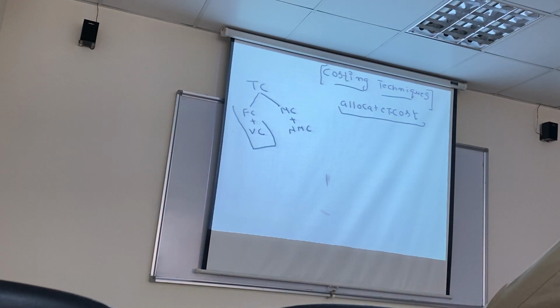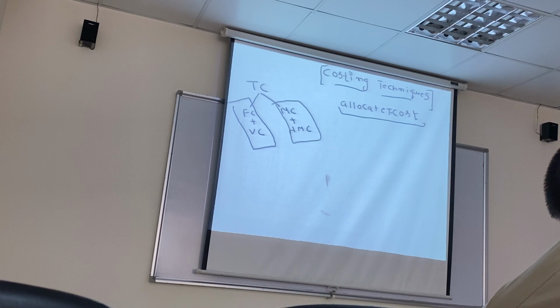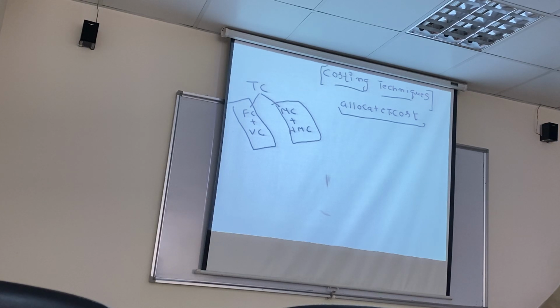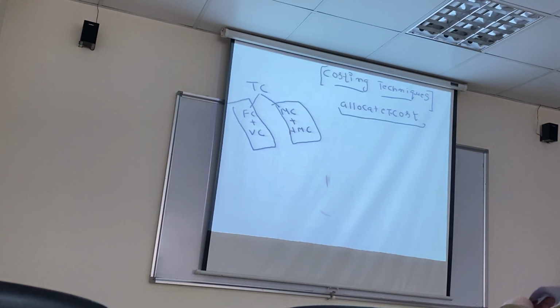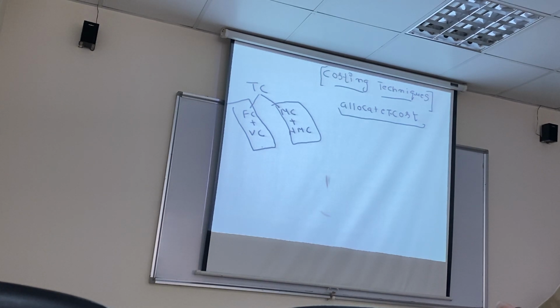Either this or this. We have two ways to allocate total cost. We follow this way or this way, depending upon the company. Both will give us cost allocations. Now, depending upon the company, which method the company wants to choose. If we choose this method, we call it marginal costing.